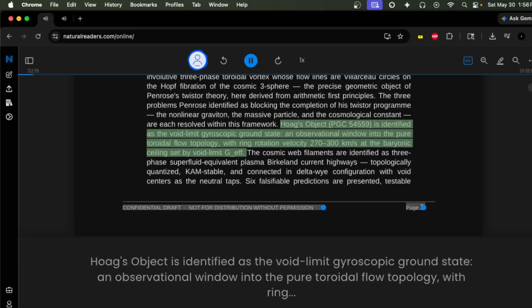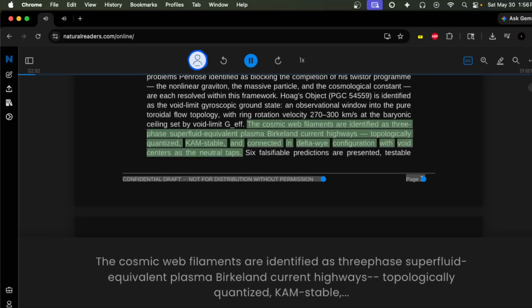Hoag's object is identified as the void limit gyroscopic ground state, an observational window into the pure toroidal flow topology, with ring rotation velocity 270 to 300 km per second at the baryonic ceiling set by void limit GF. The cosmic web filaments are identified as 3-phase superfluid-equivalent plasma Birkeland current highways, topologically quantized, KAM-stable, and connected in delta-wye configuration with void centers as the neutral taps.